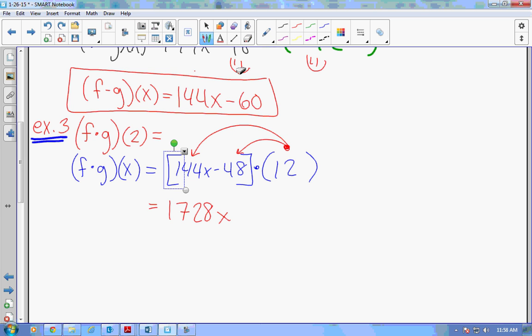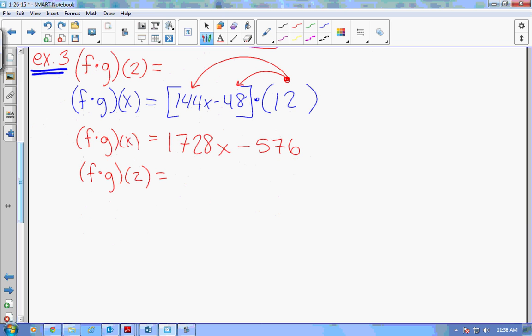Negative 576. And this is in standard form because we have x to the first power, and then we have x to the 0 power, so they should be descending in power. Now that is just f times g of x. But we wanted to find f times g of 2. So any idea what to do with the 2 now? Well, kind of times. Why do we times by 2? Not everything's doubled. Only one part will be doubled.